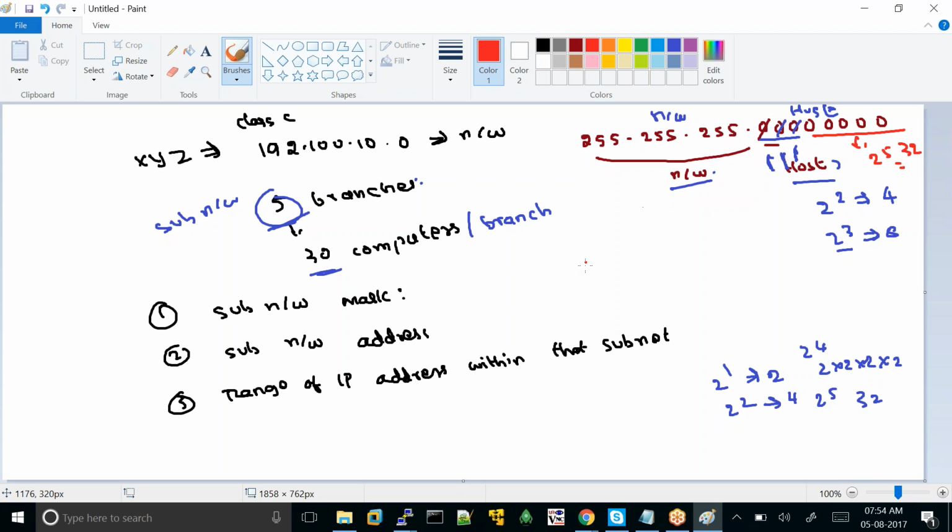We can have at the maximum, here the mask is 255.255.255 and 11100000. So this is the binary value. You want to convert it into decimal form. Okay, how to convert this binary into decimal form?